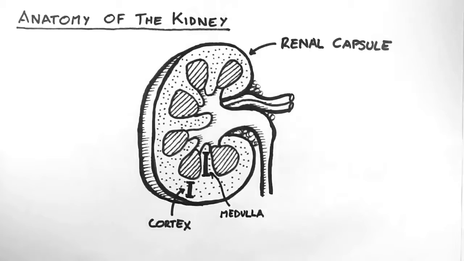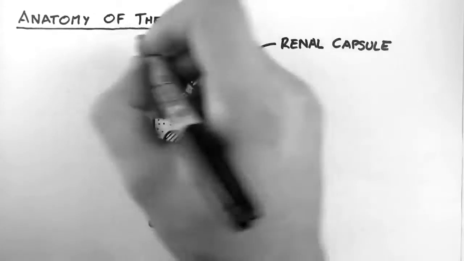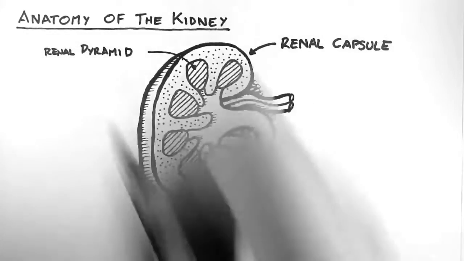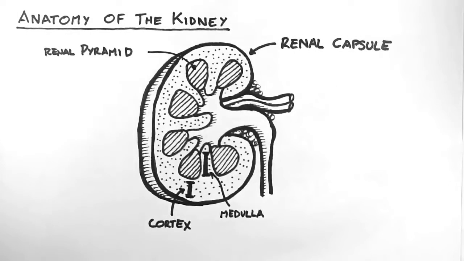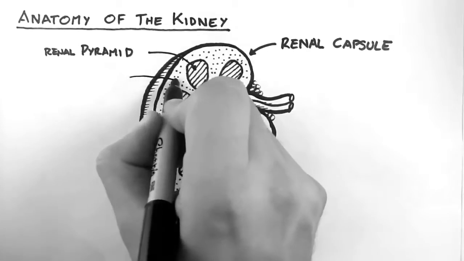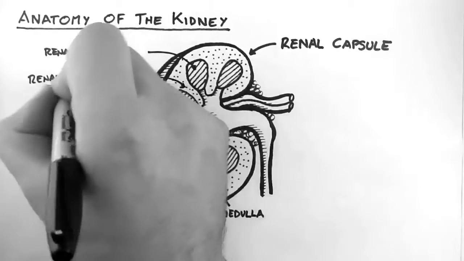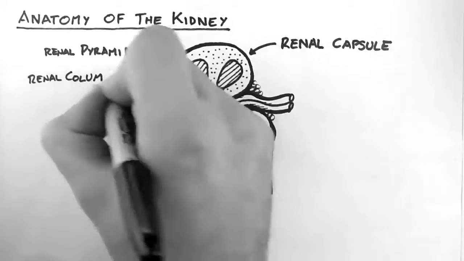And macroscopically, we can see these renal pyramids, which are slightly darker than the surrounding cortex. And we can also see these renal columns, which separate the pyramids from one another. These columns carry blood vessels to the cortex.